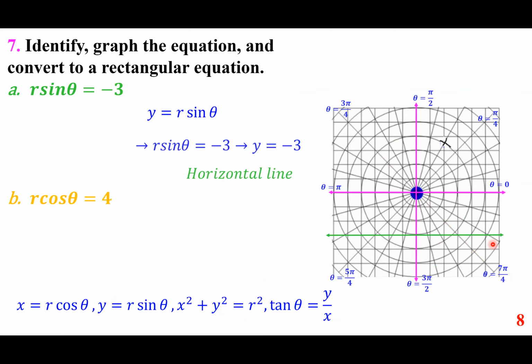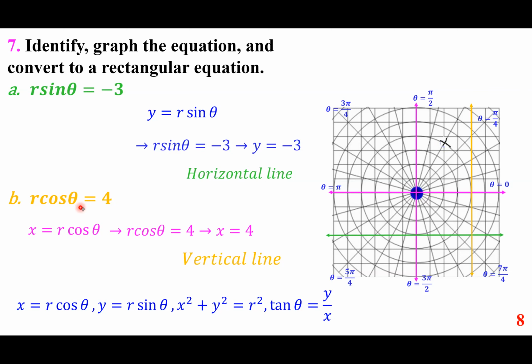Or r cosine theta equals 4, and we know our r cosine theta is x. Therefore, x equals 4. X equals 4 is the answer. We know it to be a vertical line, so to the right 4 tick marks, and that is a vertical line. So in short, r sine theta equals a number is a horizontal line, r cosine theta equals a number is a vertical line.